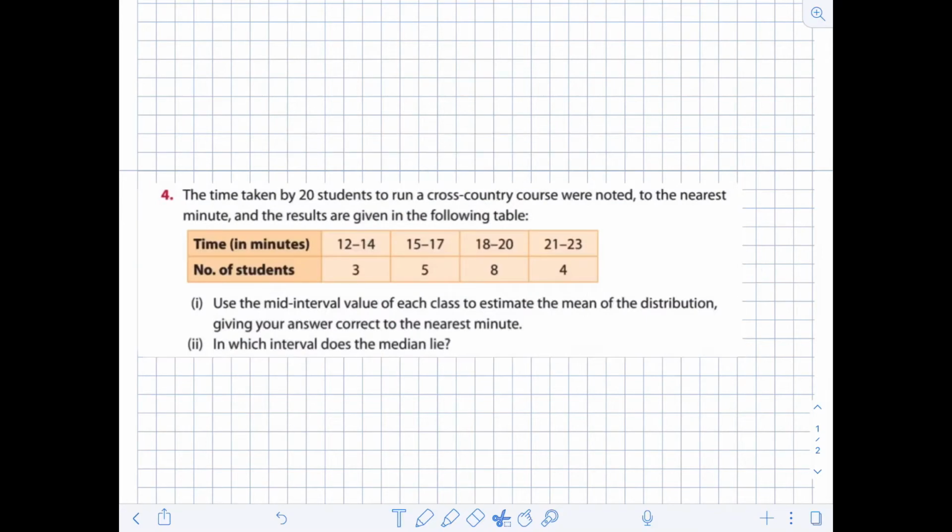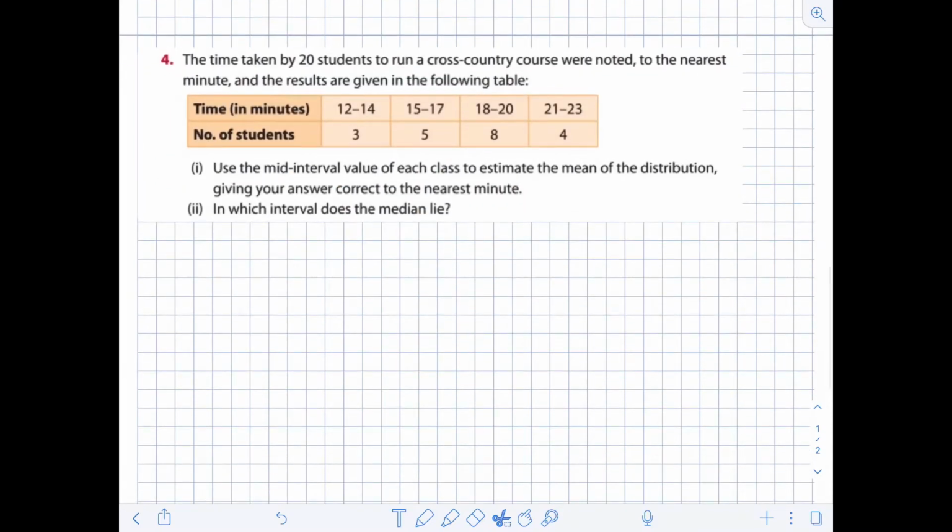Right. The time taken by 20 students to run a cross-country course were noted to the nearest minute, and the results are given in the following table. So between 12 and 14 minutes here, there were 3 students in that time bracket. In this time bracket here, there were 5 students. There were 8 students in this time bracket here.